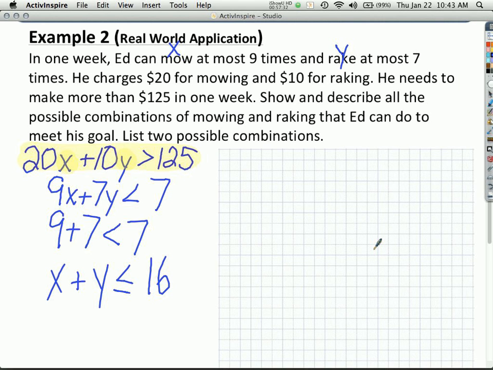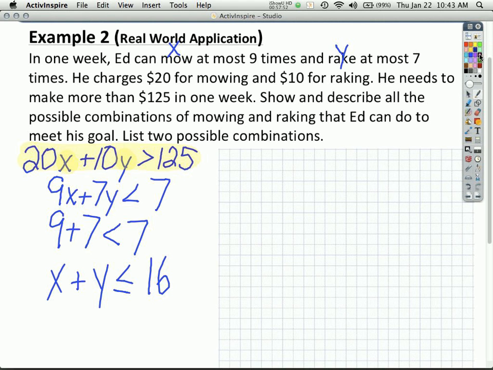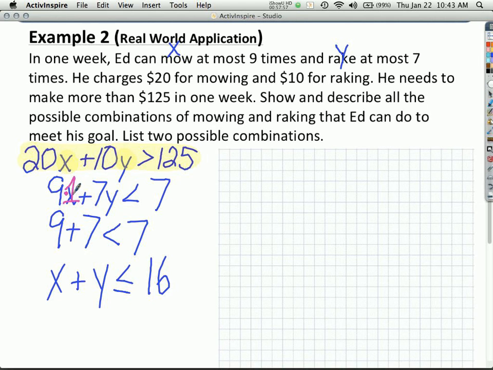Now look at the second inequality. 9 times the number of times he mows plus 7 times the number of times he rakes must be less than 7. So that means if he mows 1 time, right? We put a 1 right here. 9 times 1 is 9 plus anything, even if it's 0, will that ever be less than 7?